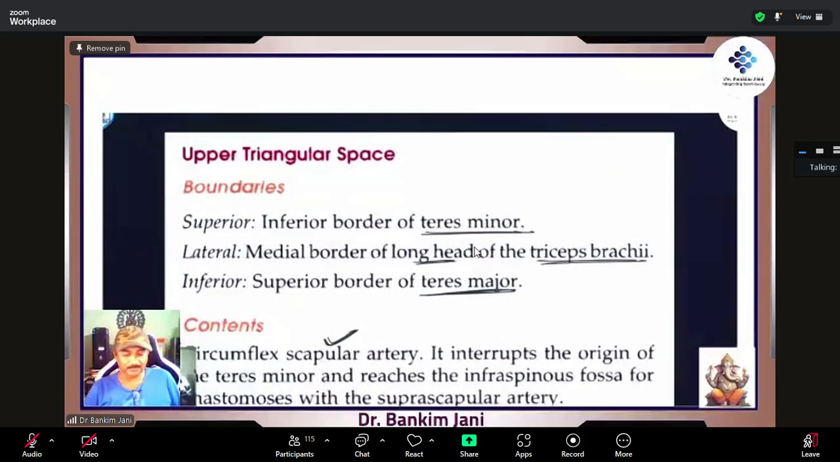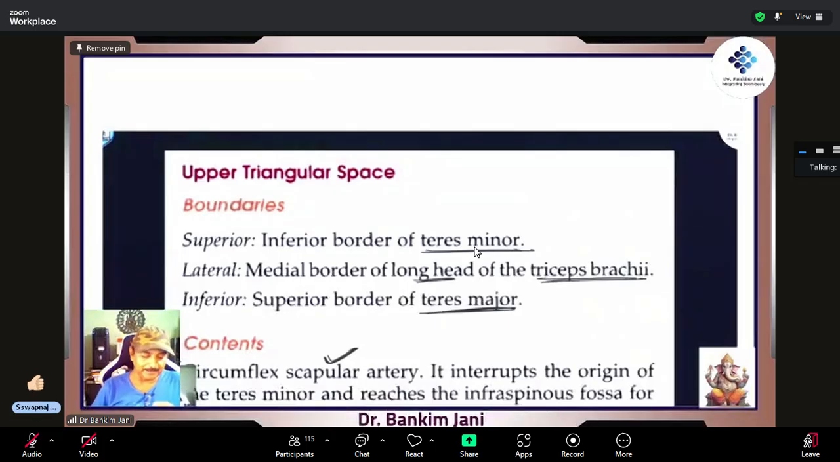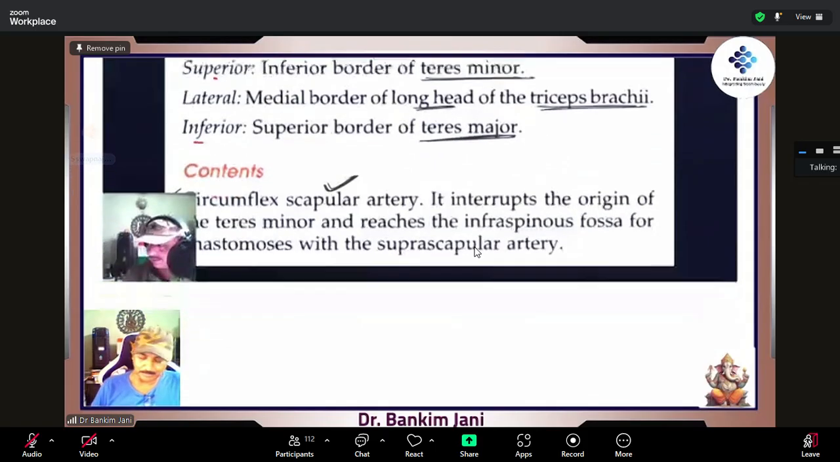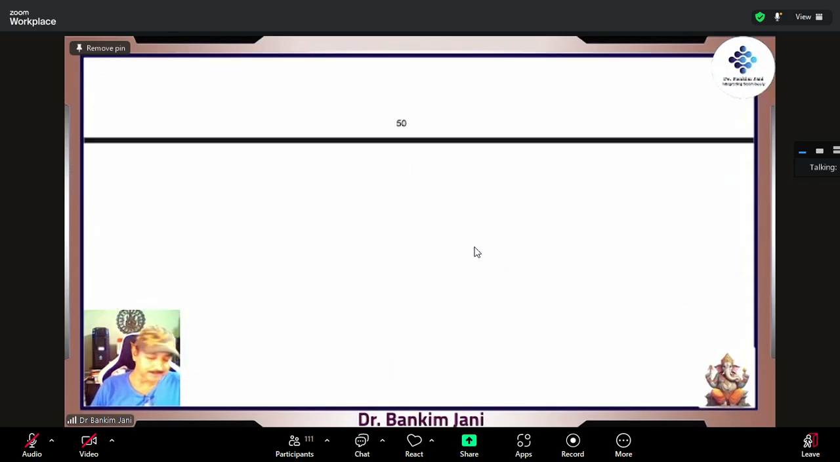So no need, right? You know this upper triangular space: superior, lateral, inferior. This is teres major, that is the inferior. Then superior is teres minor, and lateral is the medial border of the long head of triceps brachii. This all you have spoken. Let's see how easy it becomes. And it is the circumflex scapular artery, which goes on to the opposite side. Anastomosis, we are just coming to that.